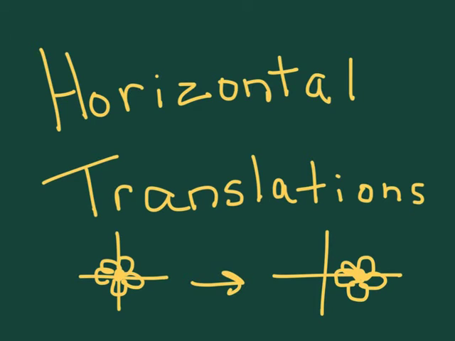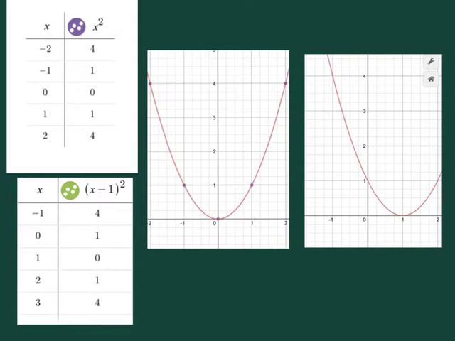Now let's try something called horizontal translations. Let's look at the graph and the table of values for both of the functions x squared and (x minus 1) squared. Looking at the table of values, what do we notice? Well, one of the coordinate points that we clearly see is -2 and y value of 4. But if we look at the table of values for the transformed equation, we see that the value 4 actually goes with the x coordinate -1. Now if we look at our graph, we can see what actually happens here. The entire graph gets shifted over 1 unit to the right when 1 is subtracted inside the parentheses.